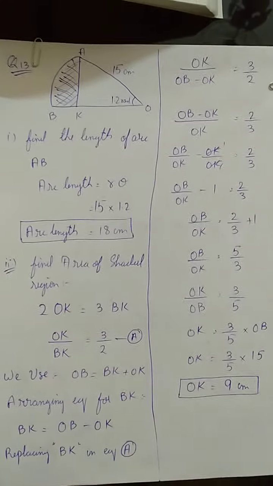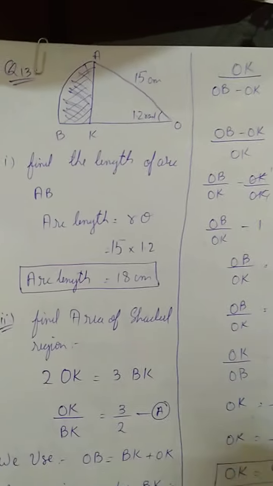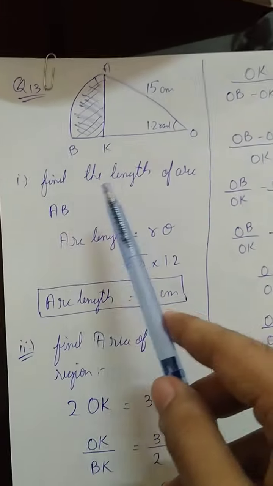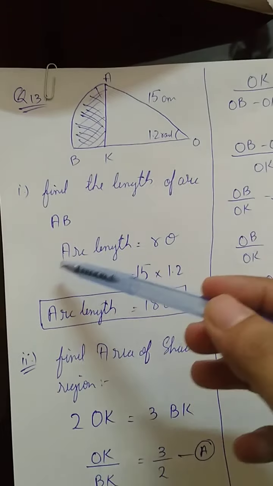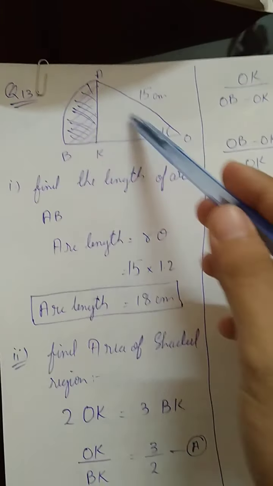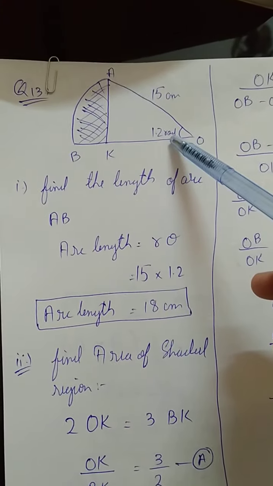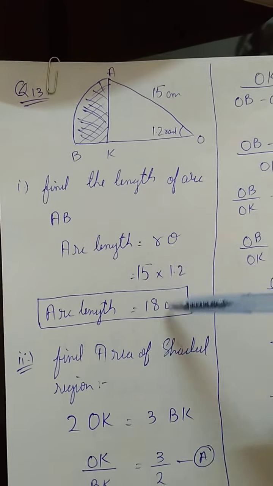So here we have question number 13. In question number 13, the first part is we have to find the length of the arc. So we have to simply find the arc length. We will simply apply the formula r theta. Radius is known, 15 centimeter, and theta is also known, 1.2 radians. So we will simply put the values and get the answer.